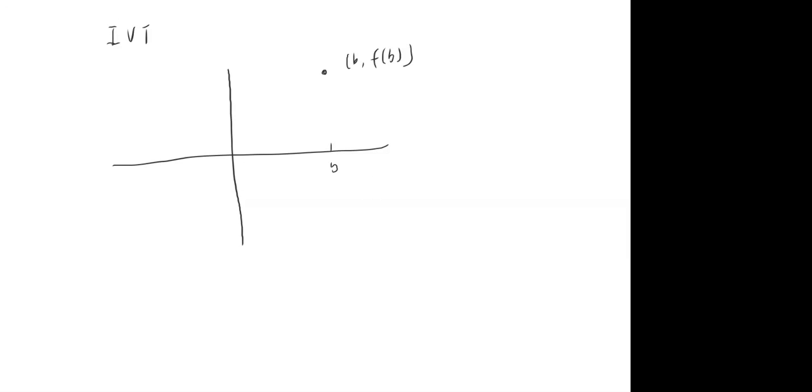So for the rest of this class, let me go over IVT. I want you to spend a minute. Let me just draw 2 points for all of you. This is B, f of B, and then this is A, f of A.